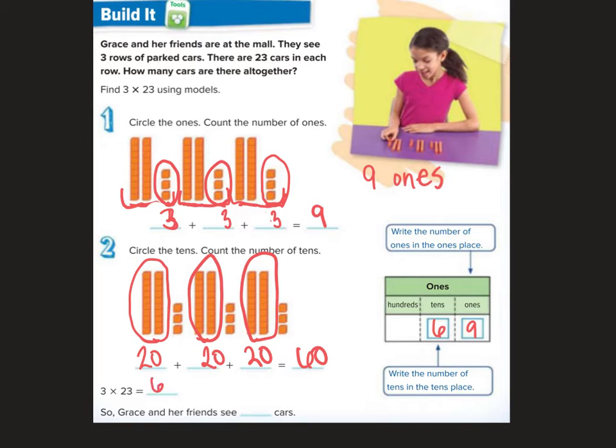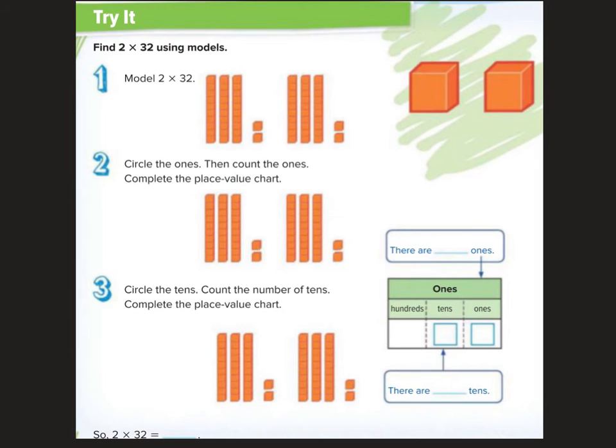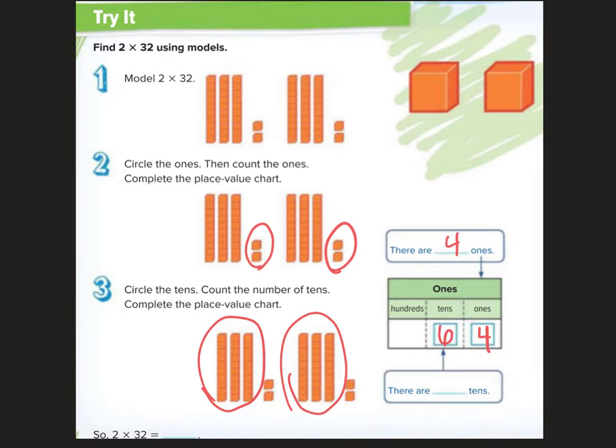So 3 times 23 equals 69. So Grace and her friends see 69 cars. Very nice. All right, let's try another one. Find 2 times 32 using models. Okay, so if our first step is circling the ones, I have 2 plus 2, so there are 4 ones. And then let's circle the tens. 30, 60. I have 6 tens, so it's worth 60. Okay, so 2 times 32 is 64.